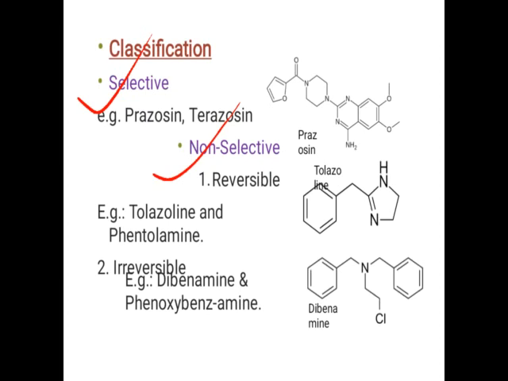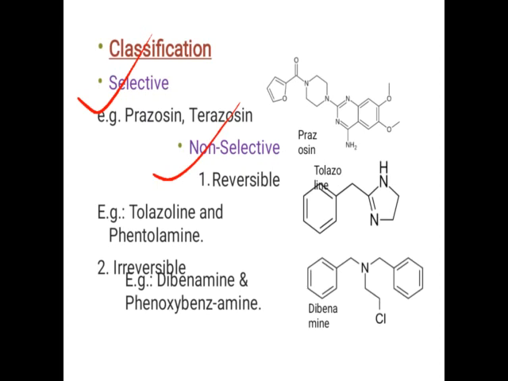The selective drugs bind to a particular receptor. These drugs, prazosin and terazosin, are alpha 1 selective, so they bind to the alpha 1 receptor and block its activity. Such drugs come under the selective anti-adrenergic agents. They block only the alpha 1 receptor. They will not block alpha 2 or any other receptor.